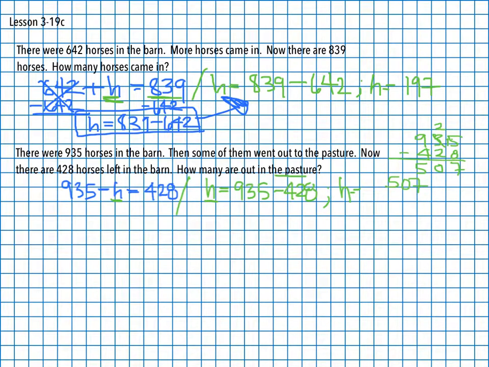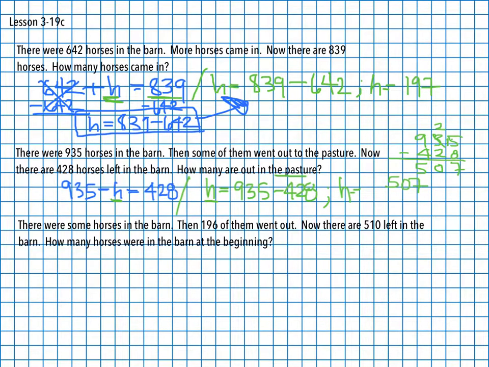507. The last problem for this one is, again, surprisingly, about horses and about a barn. So why don't you take the last word problem about horses in the barn. It's the one with 196. So why don't you take that out, cut it, and glue it while you give me a little bit of time to type it out.